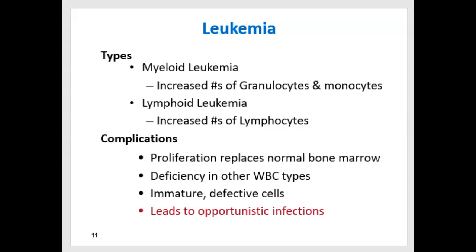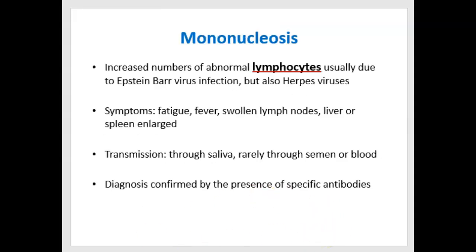Okay, there's one other disorder that I thought I would mention, and that's mononucleosis. So mononucleosis makes you think of monocytes, right? But actually in mononucleosis, there's an increased number of lymphocytes. And it's due to the presence of a virus, Epstein-Barr virus. It can occur with herpes, but usually it's the Epstein-Barr virus. And the symptoms of the presence of this infection include fatigue, fever, swollen lymph nodes. If it's really severe, your spleen and liver become enlarged.